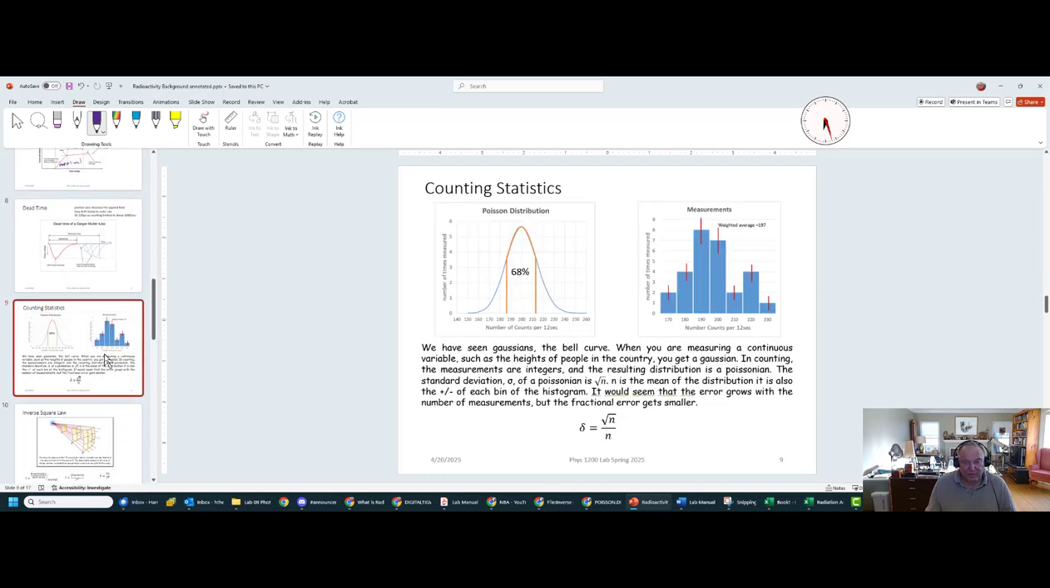Okay, so this is a so-called counting experiment. Let's say that we take counts. We're going to be doing this for 12 seconds. Every time we start the clock for 12 seconds and count the number of Geiger clicks, we can create a histogram.